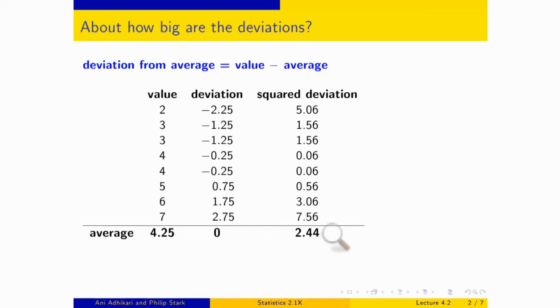We're going to fix our units by doing, yes, exactly, taking the square root. And this quantity, the square root of the average squared deviation, happens to be root 2.44, which is 1.56. That is called the standard deviation of the list. And this is going to be the main measure of spread that we're going to use now and throughout the course.